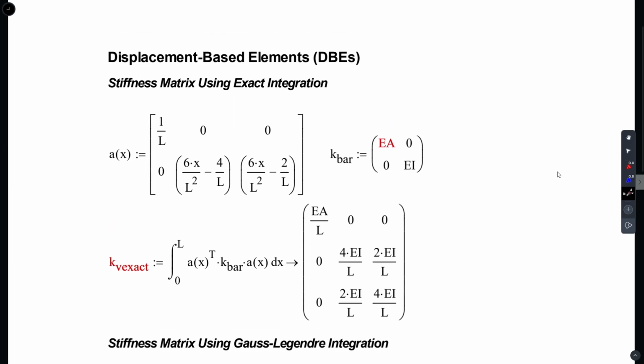Let us say for displacement based elements, if I try to derive the stiffness matrix using exact integration. So, this is my A(x) that we have already gone through, and this is my k bar. Here I cannot write like that. So, therefore, I am writing k bar because this is done in MathCAD. So, EA 0 0 EI. Now, if I do the exact integration 0 to L of A transpose k bar A, then this is what I get, which I already stated in previous slides.